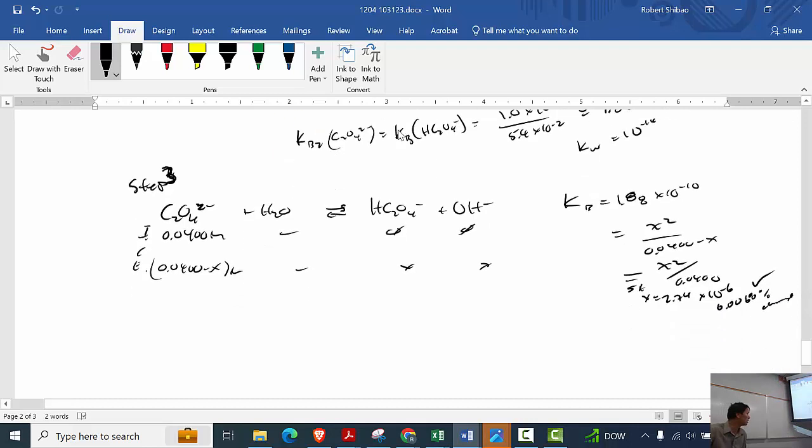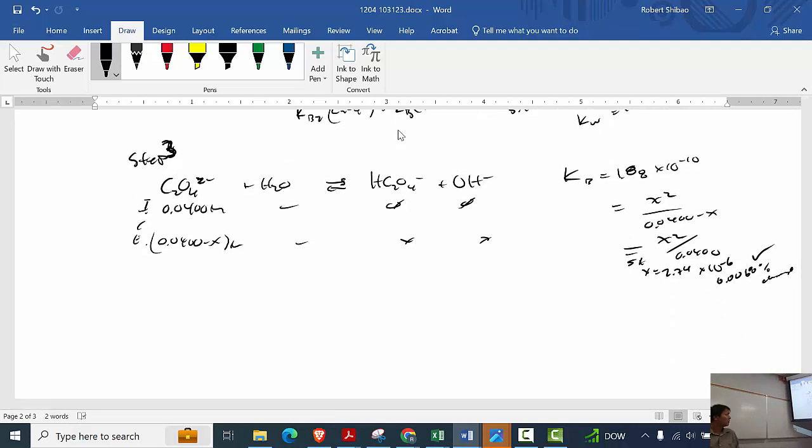Let's just double check our calculation. And so this is going to come out to 2.74 times 10 to the minus 6 molar. This will be the same. This is going to be 0.0400 minus x, which is going to give us 0.04 minus 2.74 times 10 to the minus 6 equals, so this comes out to 0.039999726. I'll carry some extra digits here just to check the calculation.